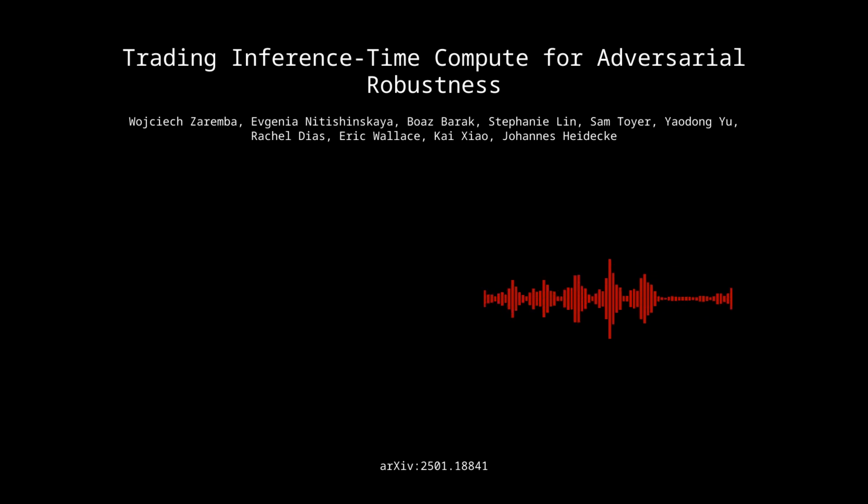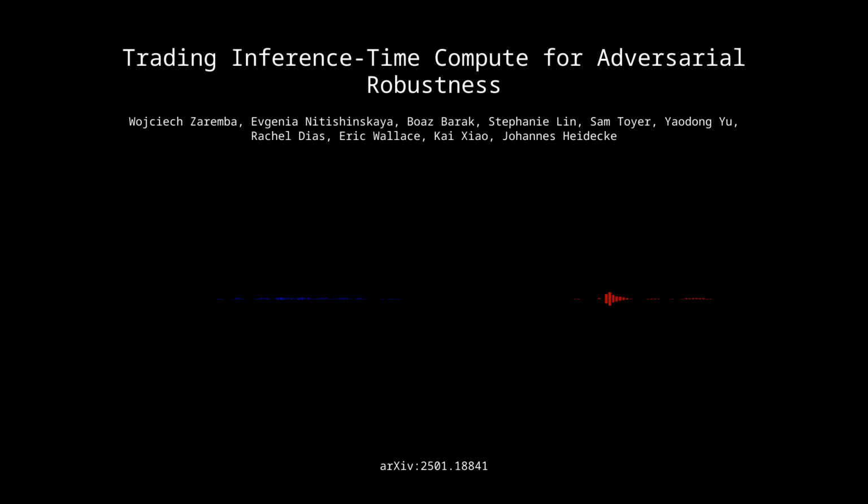As experts in machine learning, we all understand the critical need for robust AI systems, especially when we think about things like adversarial attacks. And so today we're going to take a deep dive into a new research paper. And this paper proposes something kind of fascinating. It asks, can we make AI models more resilient by just simply giving them more time to think?